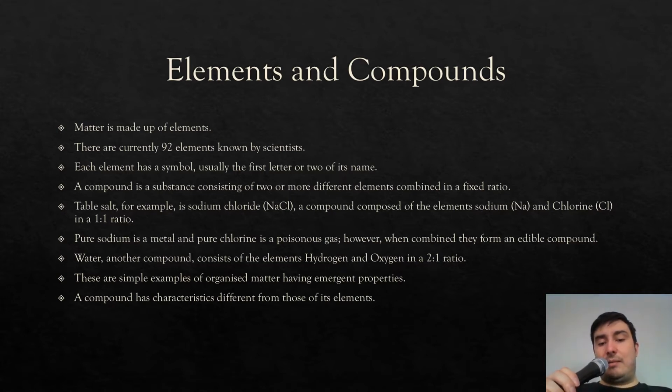These are simpler examples of organised matter having emergent properties. So take, for example, wood, which originates from trees, and trees come about through photosynthesis.